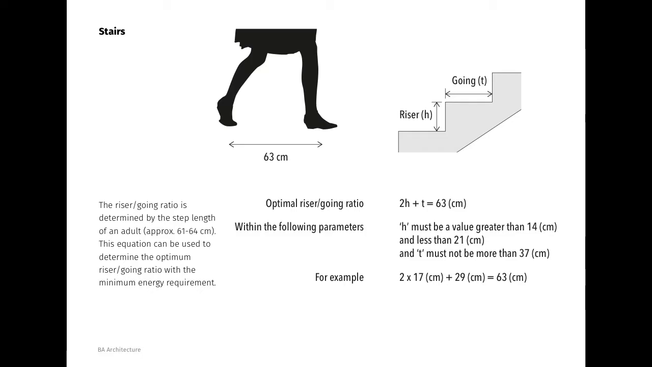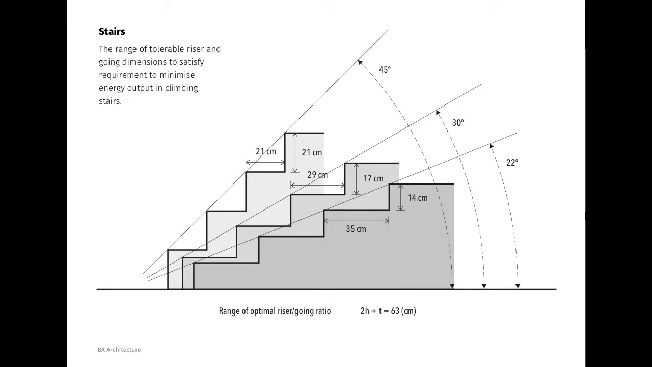So there's an example here: 2 times 17 plus 29 is 63. You could have a step where the tread, in other words the going, the depth of the step, was 29 centimeters, and the height of the step was 17. That would be an optimal step that would fall within the parameters of this equation.